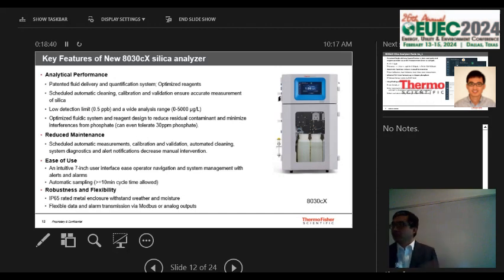With all these features, we were able to achieve superior analytical performance down to 0.5 ppb and 1% error, with a wide analysis range. You can tolerate up to 30 ppm of phosphate, and operators don't have to maintain it, so they can focus on more value-added tasks rather than constantly maintaining or calibrating the system. Because this analyzer can do automatic measurement.